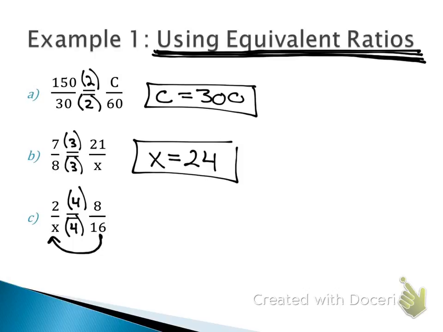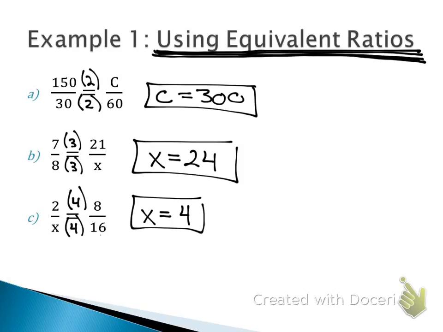How do I get from 8 to 2? Do I multiply by 4? No, I have to divide by 4. So now 16 divided by 4 is what? 4. So x equals 4. All right, so you have to look at where is that variable, and how do I get from the side that I know to the side that I don't know? Am I multiplying or dividing? Does that make sense?